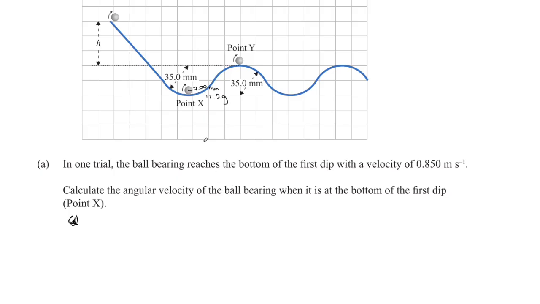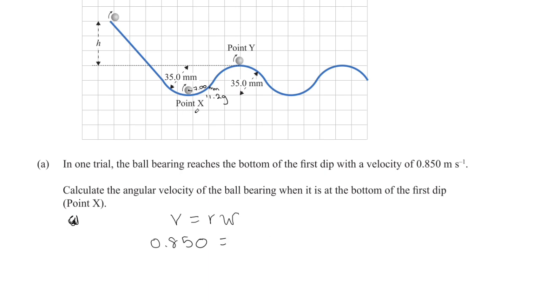And we're given the radius of the ball, we're given the mass of the ball, and we're given the linear velocity of the ball. So, given all of these and looking at the formula sheet, we can use the equation: linear velocity equals radius multiplied by angular velocity. So, we're going to plug in our values. So the velocity is 0.850 meters per second, and the radius is 7.00 millimeters.